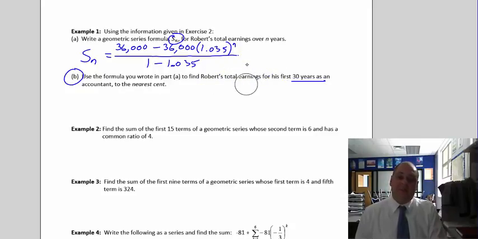All right, now on a Regents exam, they're not going to tell you what formula to use. You're just going to have to know, oh, I'm finding a total of a series. I need to use this formula. I better go to my formula sheet.